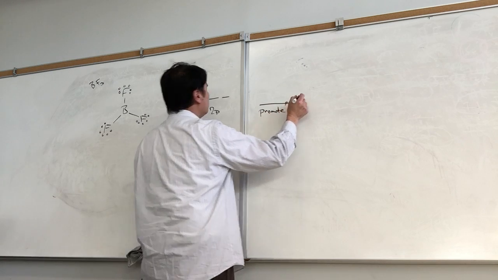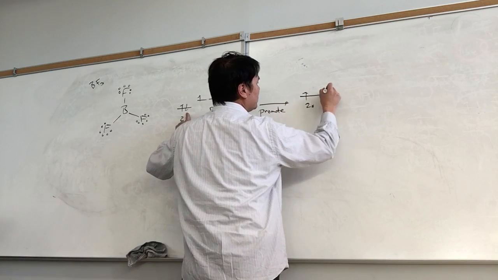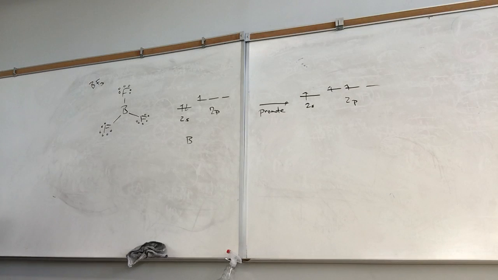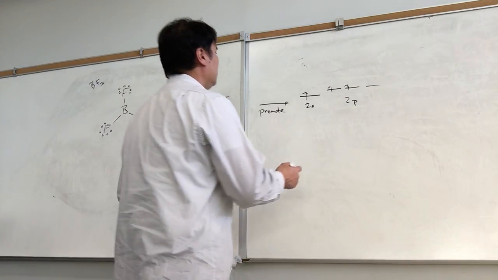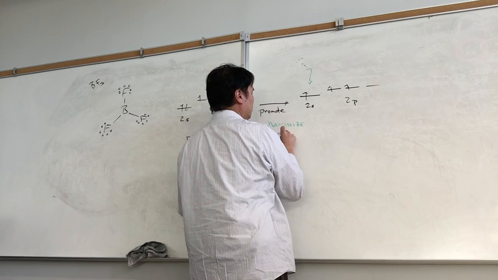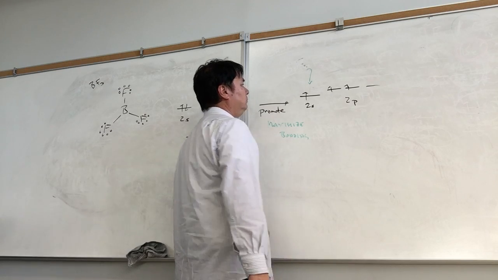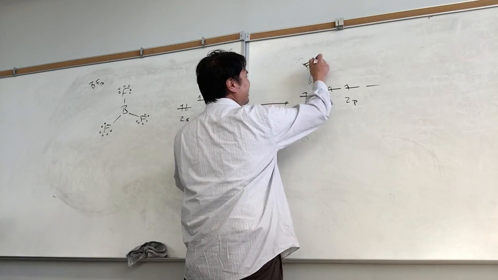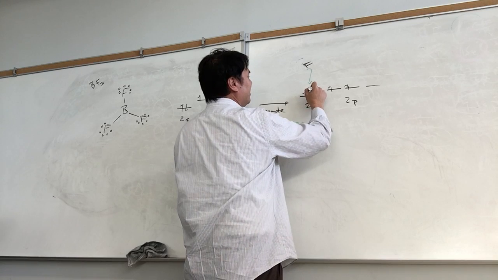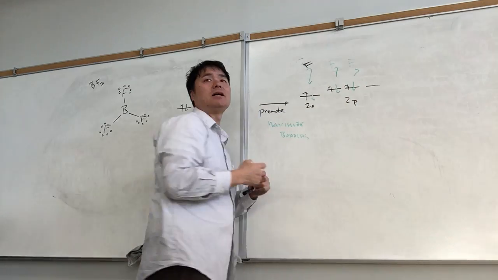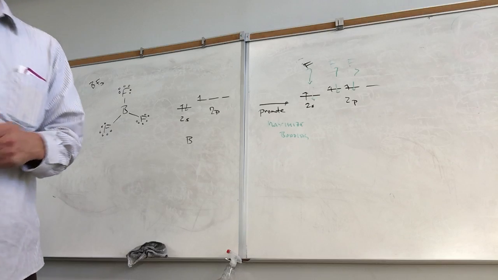Why promote? So here's our 2s, here's our 2p. We promote an electron. Now we're capable of forming more than 1 bond. How many bonds are we capable of forming now? We promote to maximize bonding. And so if a fluorine came in here, fluorine can come in here and bond. So now we can form up to 3 bonds.